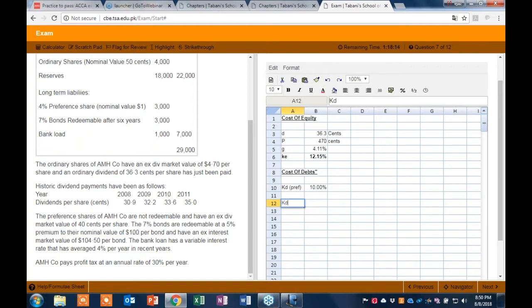Cost of debt of loan notes. We'll have to follow the same approach as we did in calculating IRR. So what we need to do is identify the cash flows. First, let's identify the cash flows that the investor is going to receive.